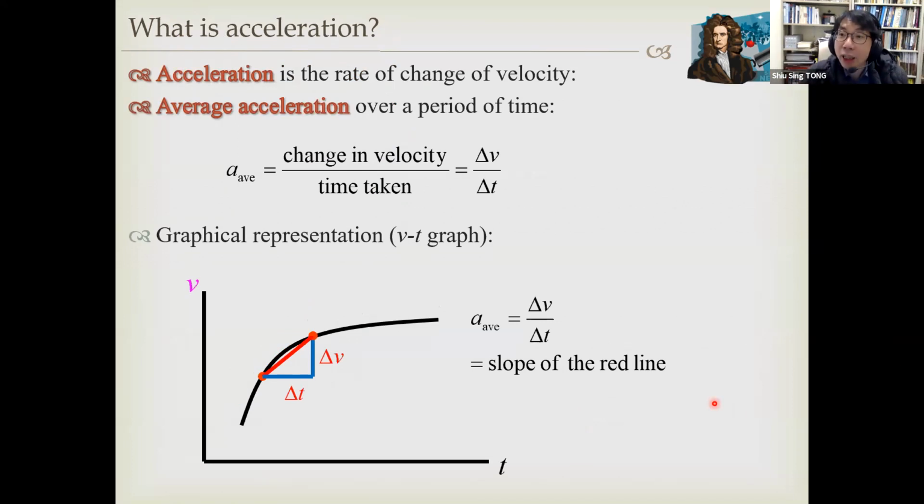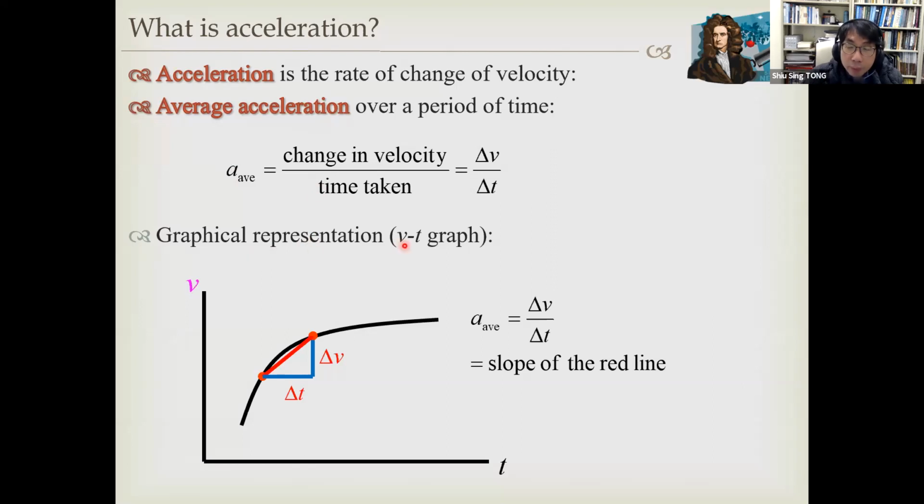And so what is acceleration? Well, acceleration is the rate of change of velocity. And again, we have the average acceleration. That means the change in velocity over a certain period of time. Delta v over delta t gives you the average acceleration.